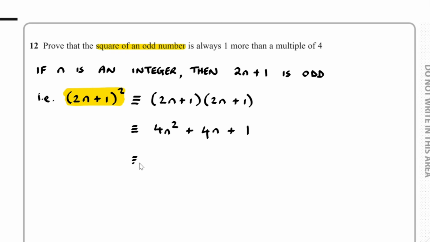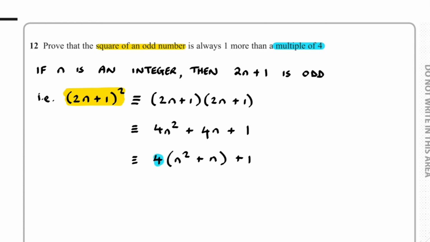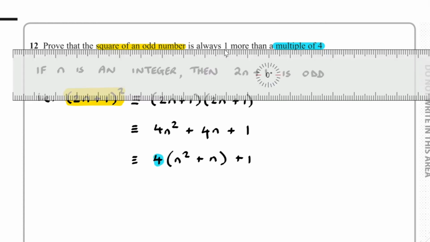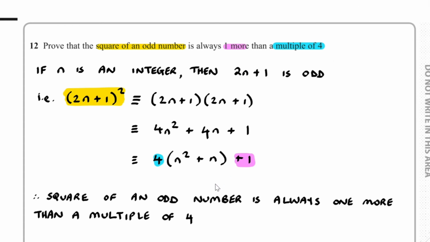And if we factorise out a 4, we have 4 times n squared plus n, and then we can add on the 1. What we see here is that by multiplying by 4, we've also got the 1 more here. What we can say then is the statement is true. So therefore the square of an odd number is always 1 more than a multiple of 4.